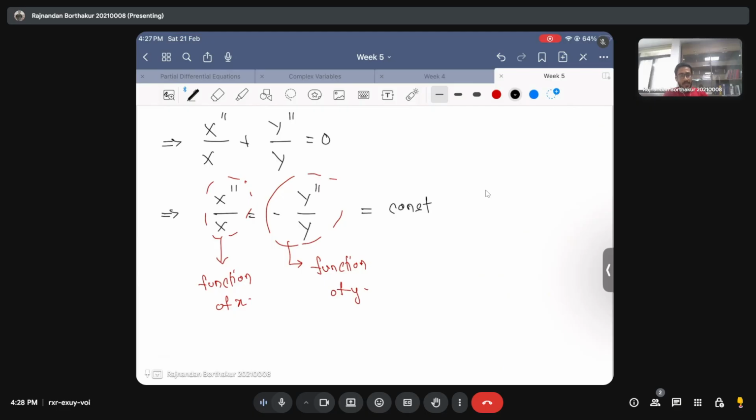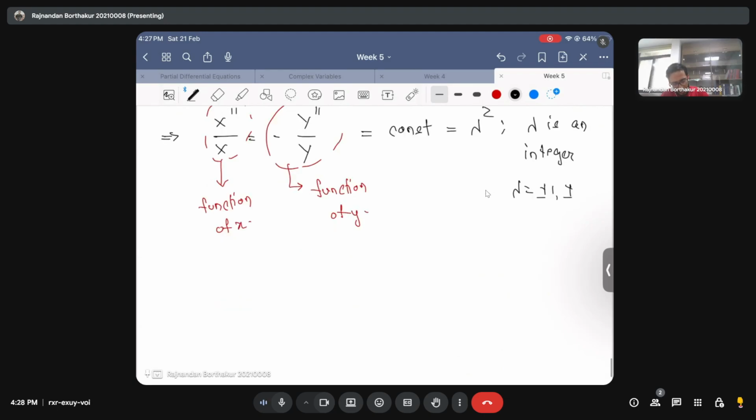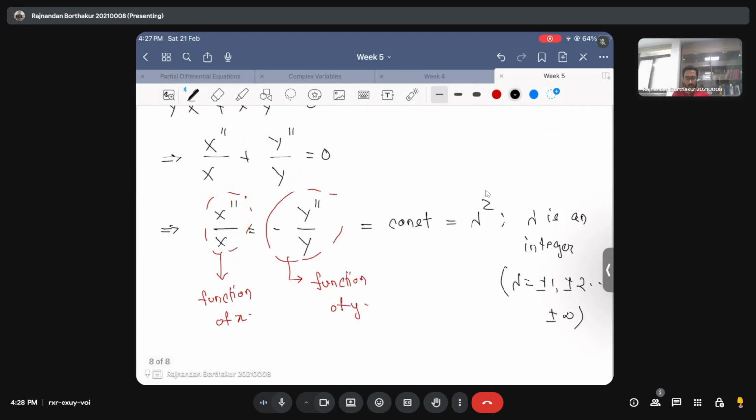Okay, and in this problem we will take this separation constant as lambda squared, where lambda is positive. If you take lambda squared, lambda is basically an integer. For instance, lambda can be equal to plus and minus 1, plus and minus 2, and so on up to plus and minus infinity. Lambda cannot be equal to 0, and we'll see why very shortly.